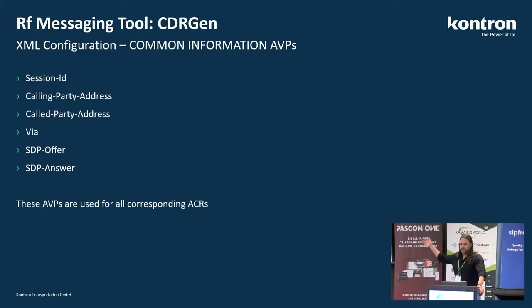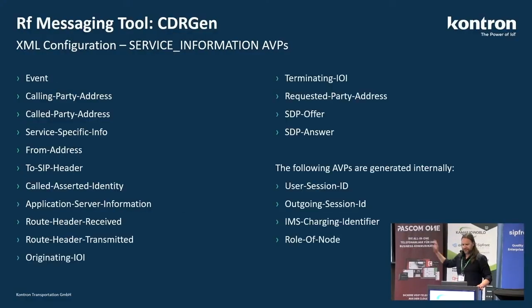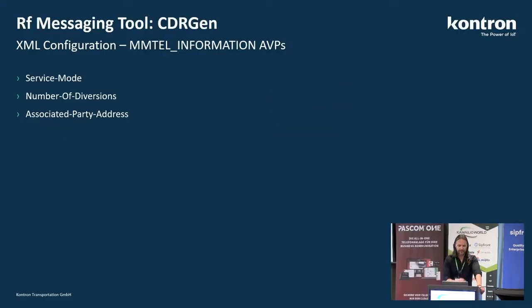In common information, you have a set session ID and the calling party. The calling party is then iterated depending on the amount of load you set. You also have the SDP offer answer there. And then you have tons of information for AVPs you can set in the service information as well as in the IMS information, which is the MMTEL.